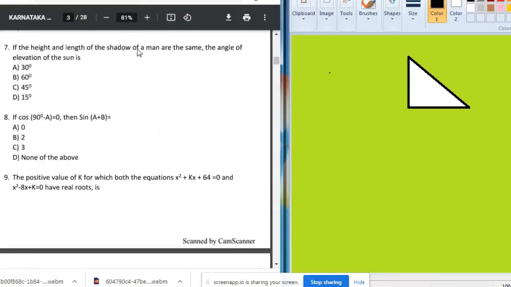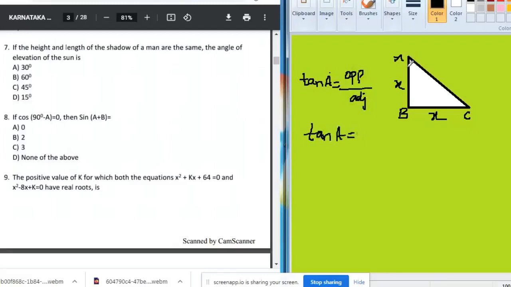Seventh question: if the height and the length of the shadow of a man are the same, the angle of elevation of the sun is. Clearly, we have to draw a right angle triangle, where AB is the height of the man and BC is his shadow, and they are equal. So I'm assuming AB as X and BC is also X, because the question clearly mentions that the height and shadow are the same. So we will take the tangent ratio. We all know that tan A is equal to opposite side by adjacent side. So tan A is equal to X, which I assumed as the opposite of A, by X, the adjacent. X by X is always equal to 1. So if tan A is 1, angle A will be 45 degrees.